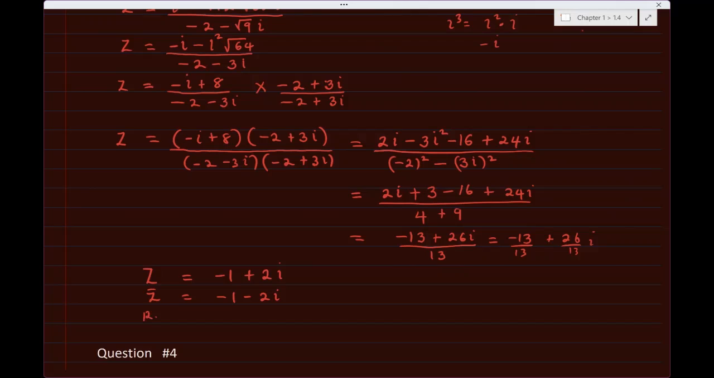Then we find the real part. So what is the real part now? The real part of the conjugate is minus 1. And the imaginary part is the coefficient of i, which is minus 2. So therefore, the sum of the real part and the imaginary part is minus 1 plus minus 2, which is minus 3.